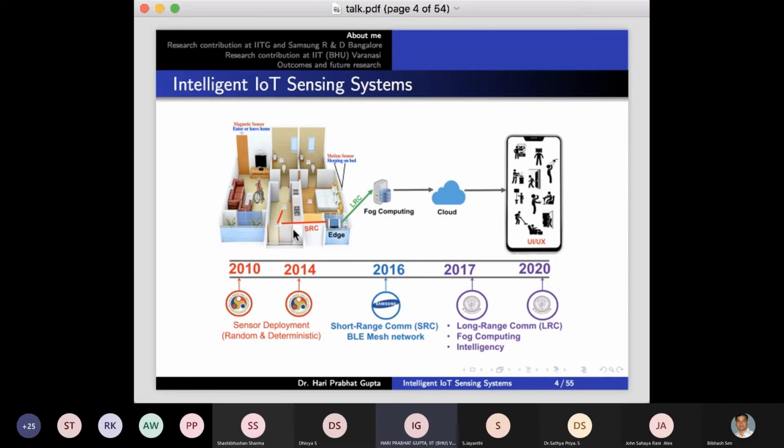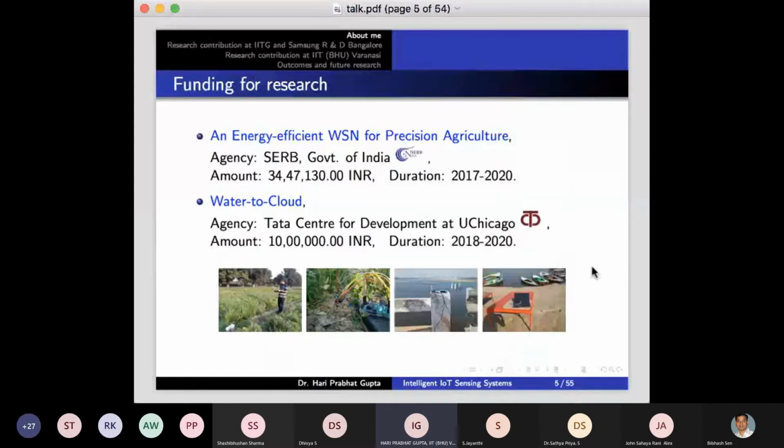But before that, we need to transmit this information from the source to the machine where we can process it. So this is the journey of the 10 years, the path we found: how we can deploy the sensor, BLE, then long range, then fog, then intelligence.